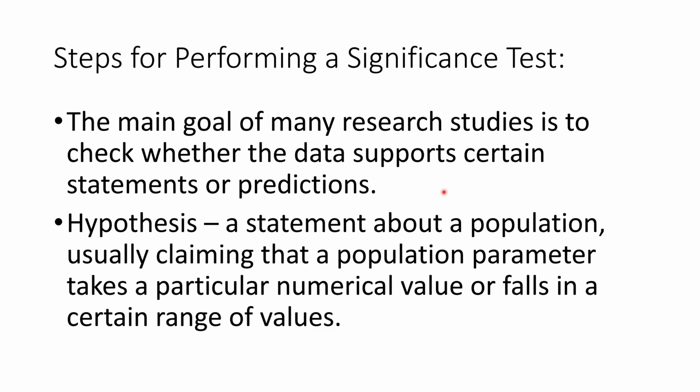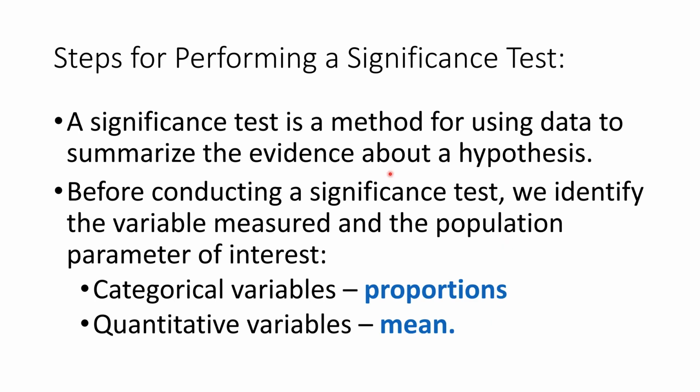Hypothesis is a statement about a population, usually claiming that a population parameter takes a particular numerical value or falls in a certain range of values. Please pay attention that hypothesis test is about population, not sample. A significance test is a method for using data to summarize the evidence about a hypothesis. Before conducting a significance test, we identify the variable measured and the population parameter of interest. If we have categorical variables, then we are interested in the population proportions. If we have quantitative variables, then we are interested in population mean.